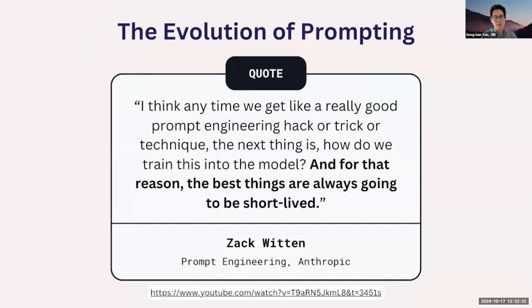They say, every single time we discover a new hack or a new trick, what they think about is how can we incorporate this into the foundational build of the next model? And therefore, for these reasons, the best hacks are always going to be short-lived.